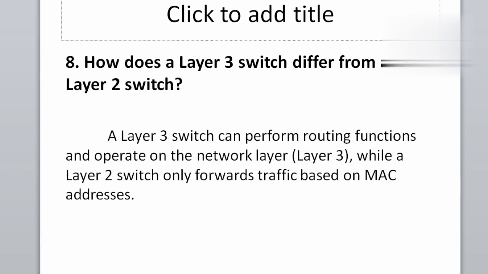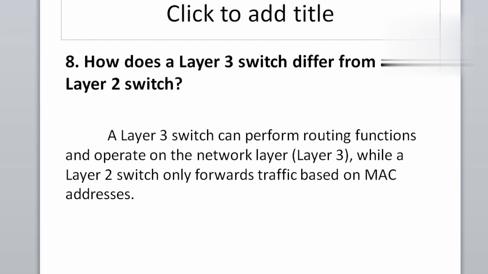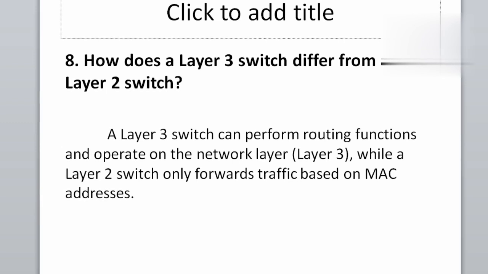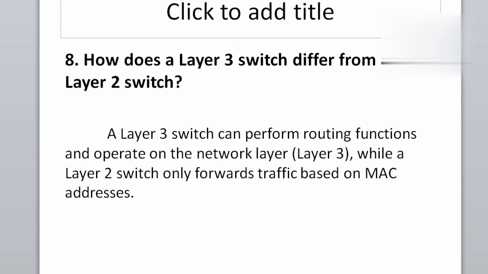Eighth question is, how does a layer 3 switch differ from a layer 2 switch? A layer 3 switch has all the functions of a layer 2 switch. But a layer 3 switch works in the network layer, so it performs routing functions. But a layer 2 switch has only the functionality to read the address and forward the traffic with the help of those addresses.